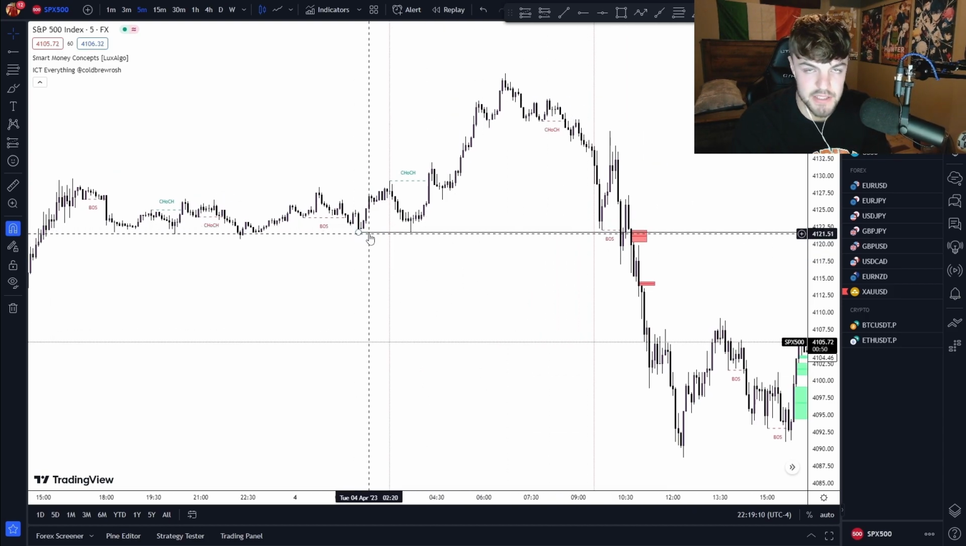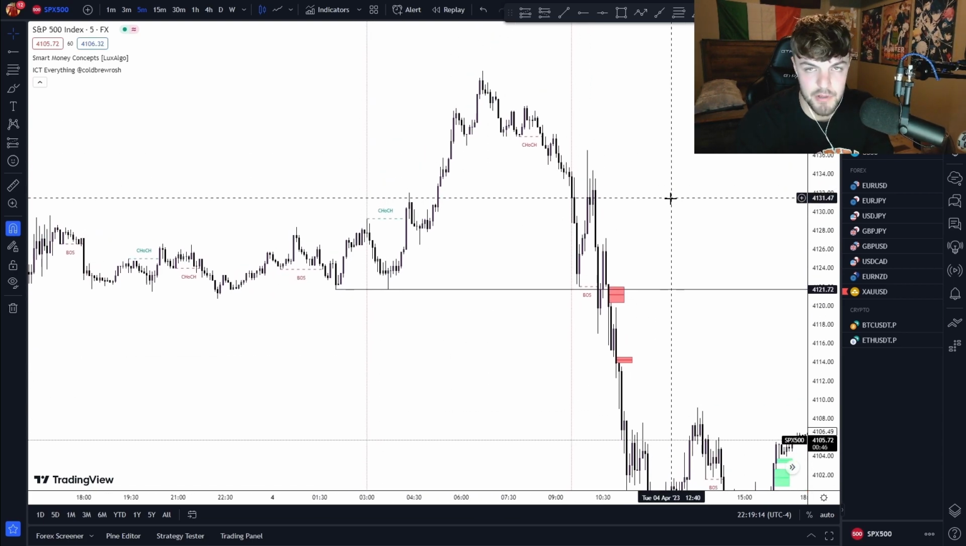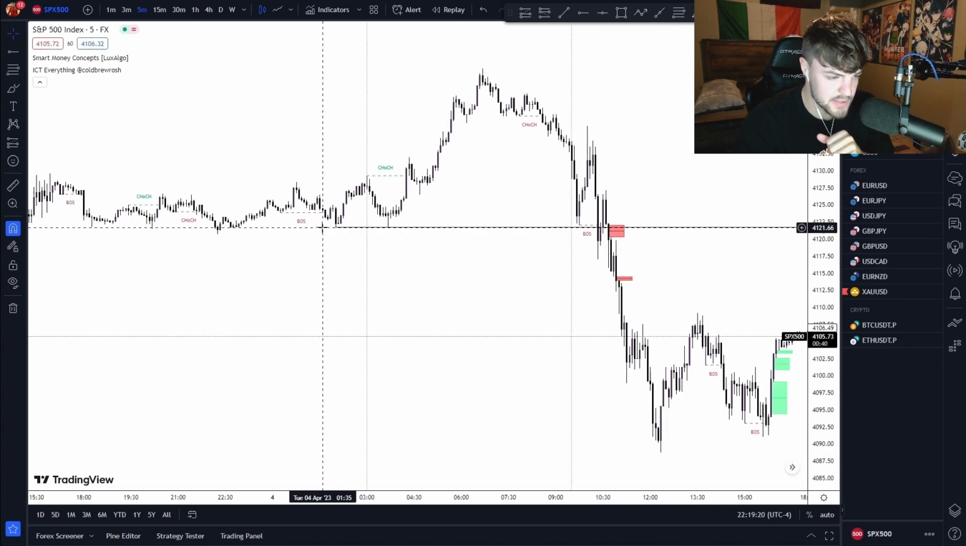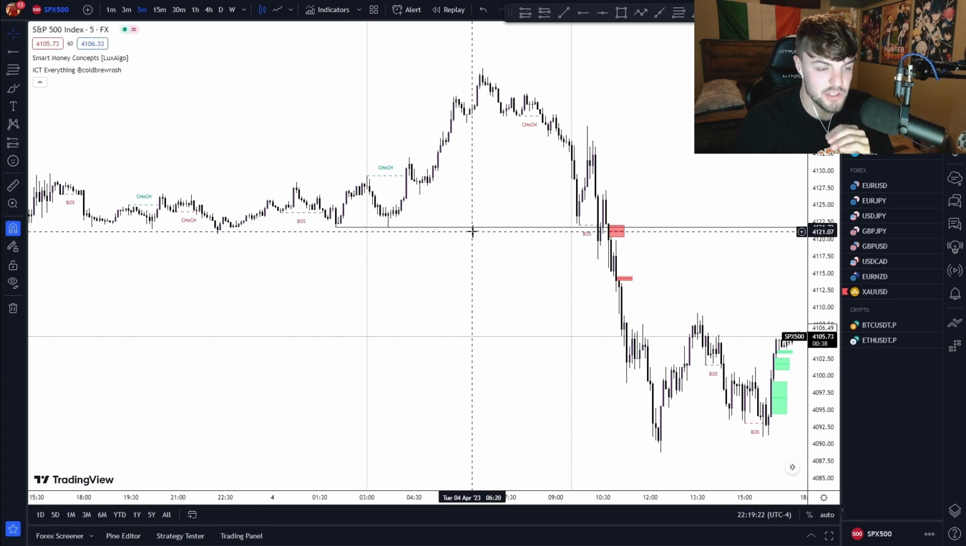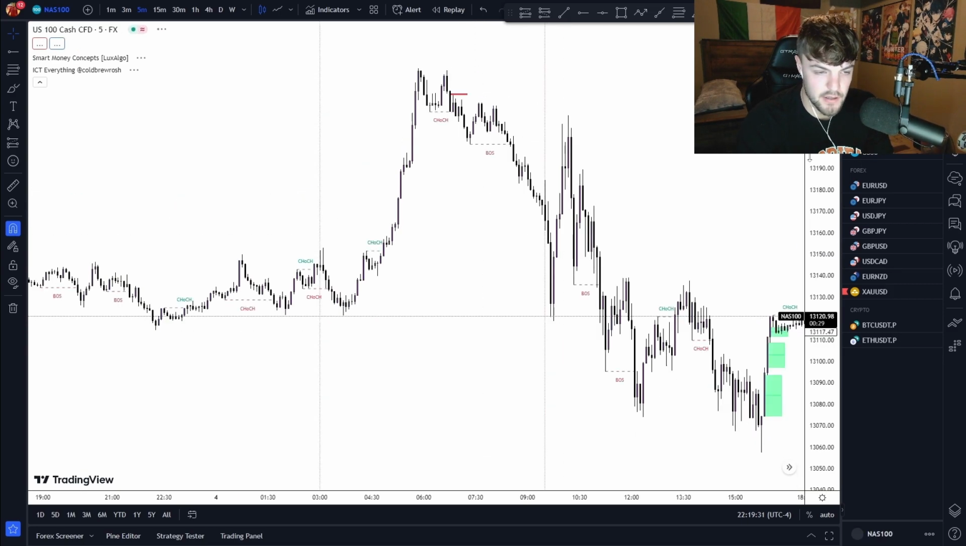There's a ton of SMT divergences everywhere, but if they're not at a point of interest, I'm not looking for them and I don't spot them and I don't use them. That is the point. So on the SPX 500, that was a point of interest I was looking at to get swept to then take my buy entry, because that was my daily bias this morning.